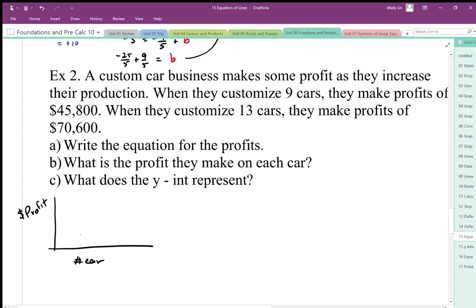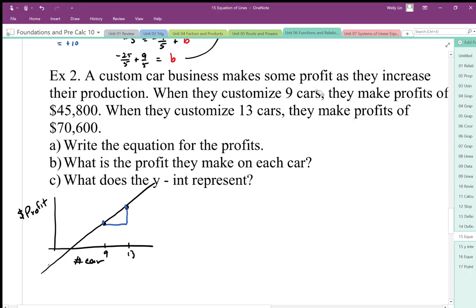And I'm just going to sketch a graph here. So let's say 9 cars, they make $45,000, maybe somewhere around there, and let's say 13 and 70,000, something like that. Okay, now this isn't a super accurate graph, but it gives me a general idea of what I'm dealing with. And what I need to do is calculate slope. That's the first thing I'm going to do.